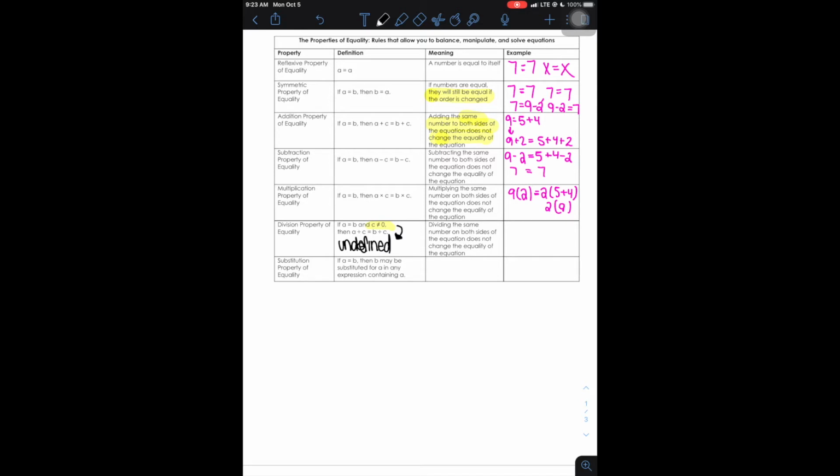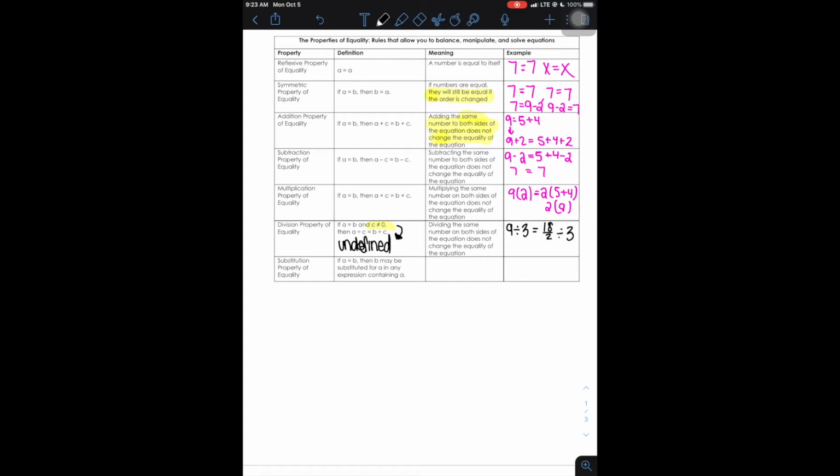But say if we divided 9 by 3, that's the same thing as dividing, because 18 over 2 is equivalent to 9. Those are equivalent expressions. We see that up here by the symmetric property. So when we divide both sides by 3, the equality doesn't change.